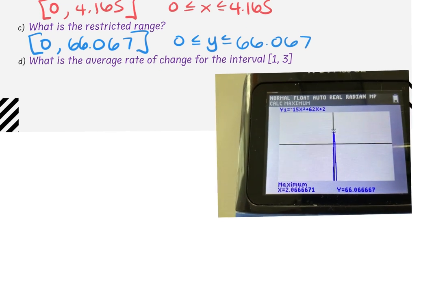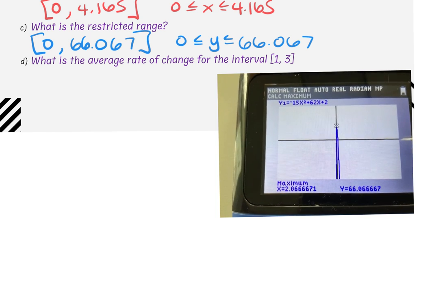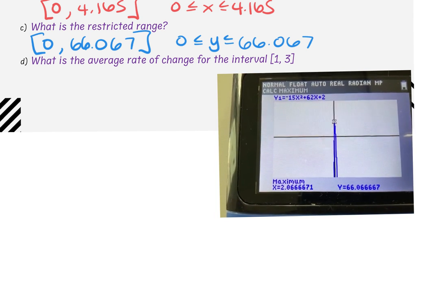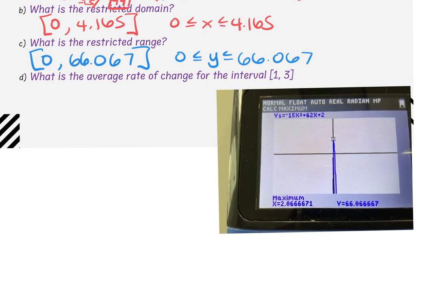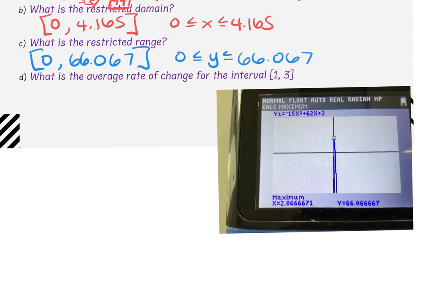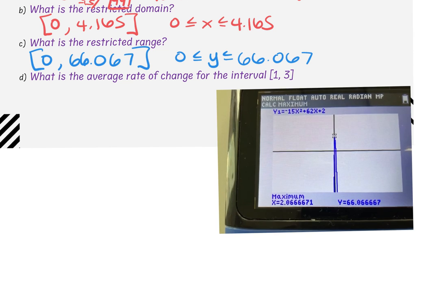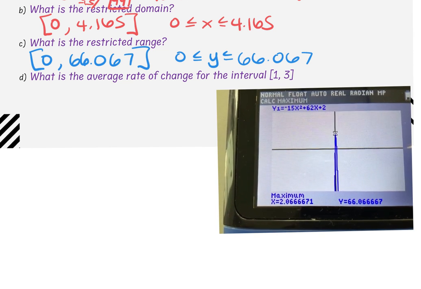Okay, D says, what's the average rate of change for the interval of 1 to 3? How do we find this? Sorry, are you doing the left one and the right one? You're just doing them both ways? Correct. You could have either answer. All right, average rate of change. How do I find it?